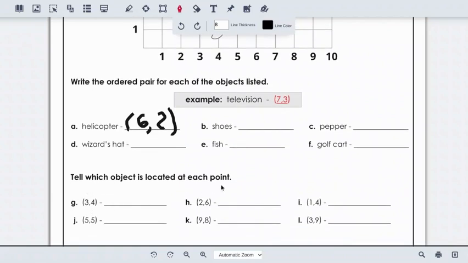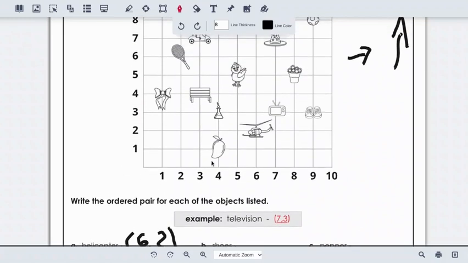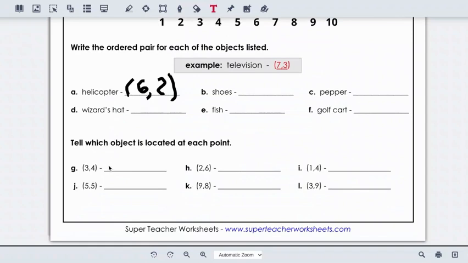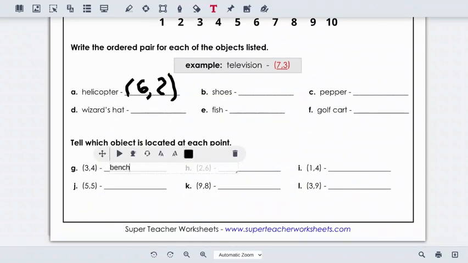If I go to 3, 4, what icon is there? So I go over 3, up to 4. That looks like a park bench. So I'm going to use my text box and type in bench. Voila. This is your work for today.